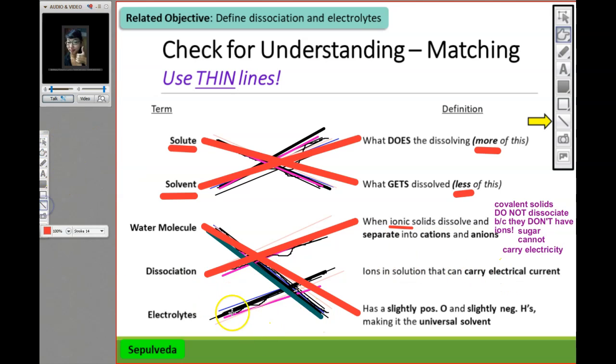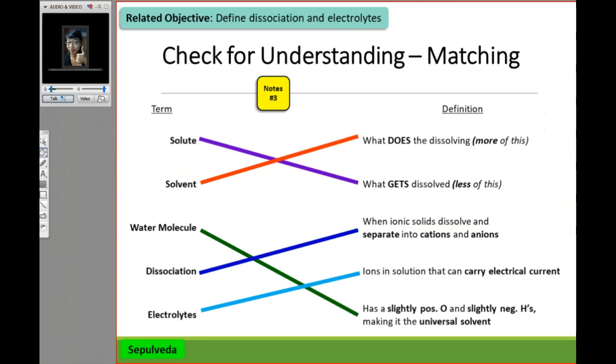And then electrolytes, we are correct. Electrolytes are ions in solution that help to carry electrical current and are very important for our bodies. No worries, that's why we want to make sure that we check all of these answers and go over them. This is number 3. Go ahead and give me a green check when you have this saved.